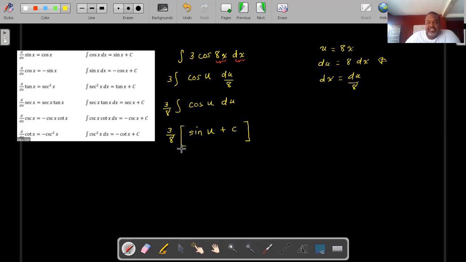Now, keep in mind, when we're doing definite integrals, we're not going to use c, right? But for right now, notice this is not definite for now, okay? So now we have to resubstitute. What we have here now is 3 sine u over 8 plus c, but we want to substitute back our x. So then this becomes 3 sine, and u is 8x. So this becomes 3 sine 8x over 8 plus c, and that's our answer.